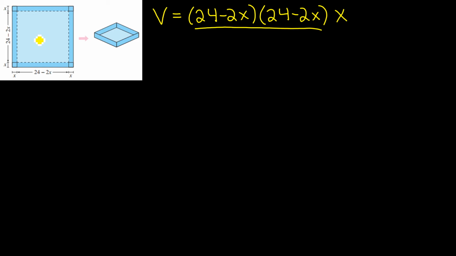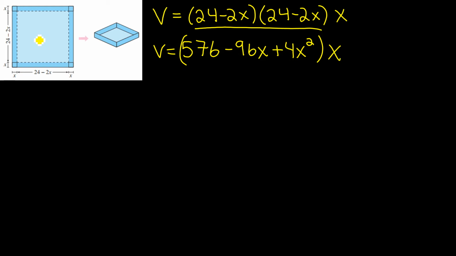So I'm going to get 24 times 24, which makes 576. My outside term is going to be negative 48x. The inside is negative 48x, so I should get negative 96x from those two. And then lastly, the plus 4x squared, which is negative 2x times negative 2x. So I get that times x. After I multiply my x back through, I'm going to have 576x minus 96x squared plus 4x cubed.